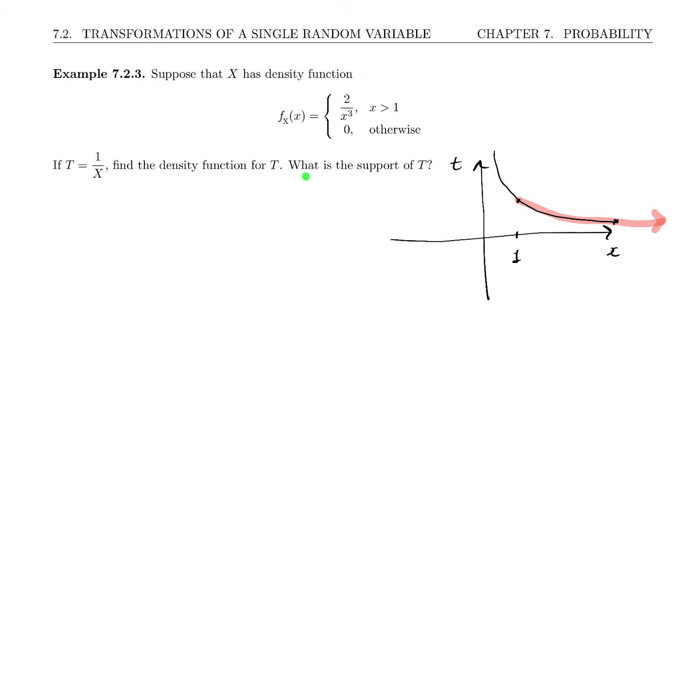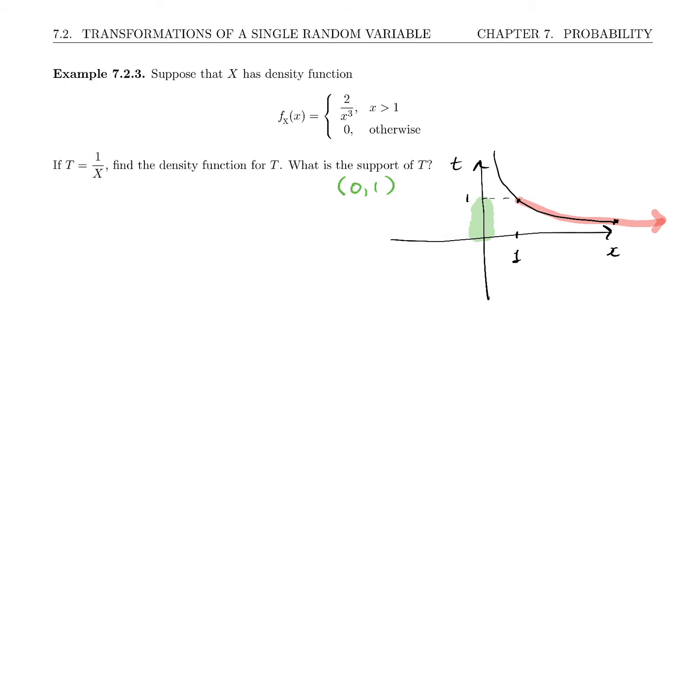So right here, what is the support of t? Well, we can see immediately on the graph that if x is greater than 1, then t, if we plug this in, is a t value of 1, not 0. And so we can see that the t values are going to be between 0 and 1, so 0 excluded to 1 excluded. So we can give an answer to this part right away. The support of t is going to be between 0 and 1.